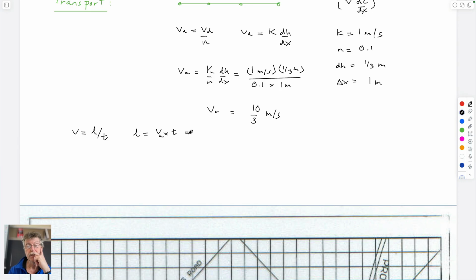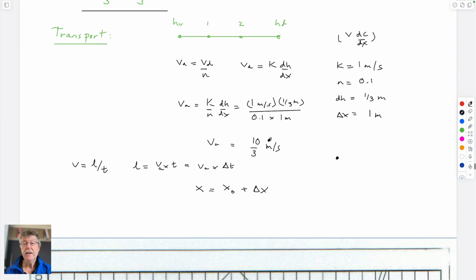So if we choose an advective velocity, we multiply it by a time step, then we know how far we'd go. So what we can then calculate is that x is equal to x0 plus delta x. So you start off with a particle.